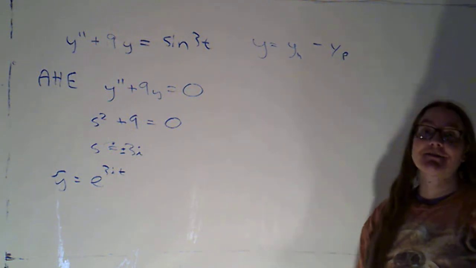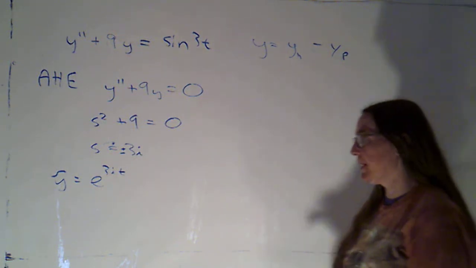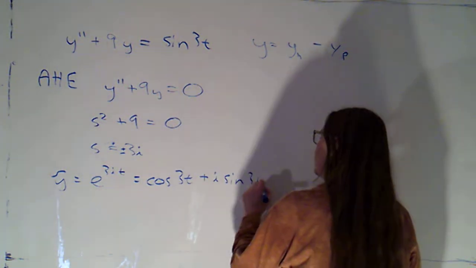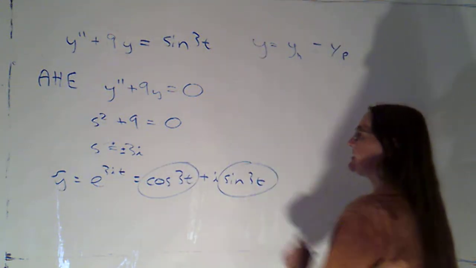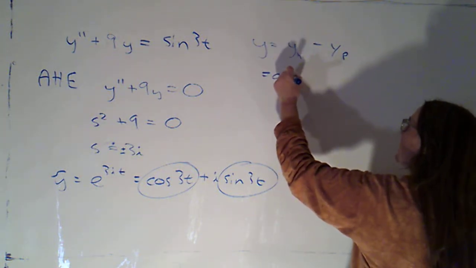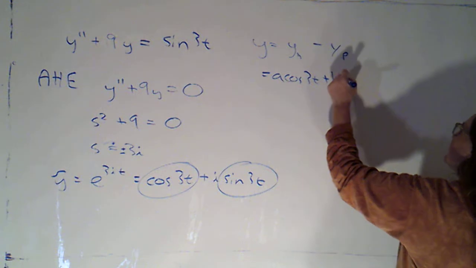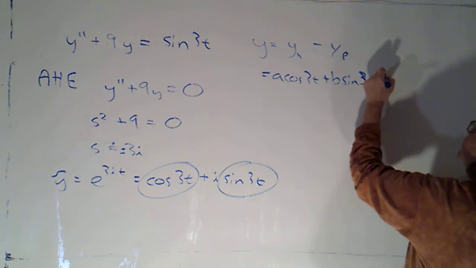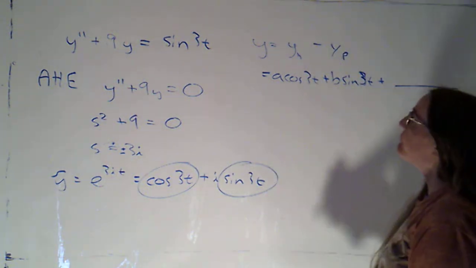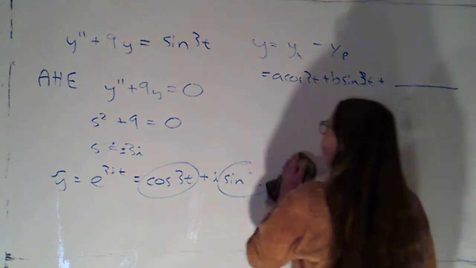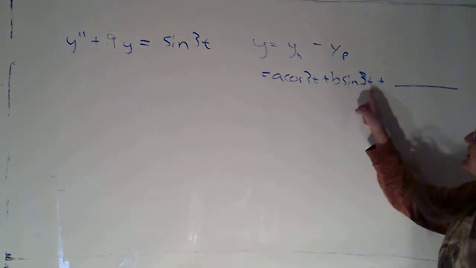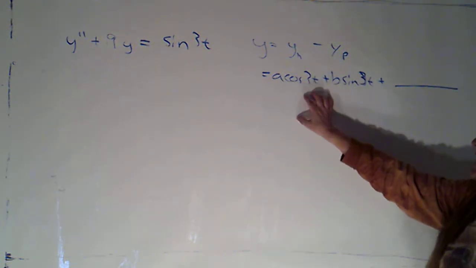But one complex solution gives me two real solutions, so I need only one, because I know that this is cosine of 3t plus i times sine of 3t. That's the real part, that's the imaginary part, and y sub h is just an arbitrary combination of them. So we'll have a copies of cosine 3t plus b copies of sine 3t plus our particular solution.